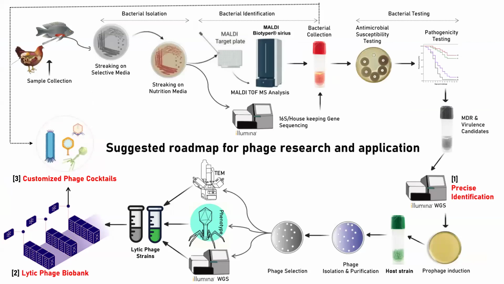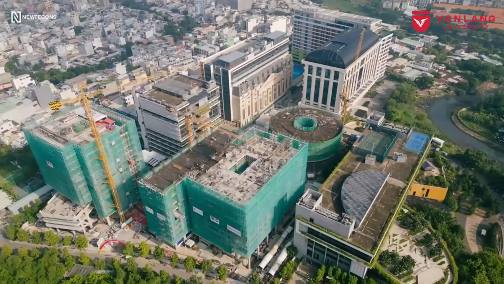So as I mentioned before, this is the suggested roadmap for phage research and application. If you would like to apply phage in veterinary medicine, you have to do many steps. It's not difficult, however, a little bit complicated, just step by step to do the research and apply. So the bacteriophage is a potential solution to tackle antimicrobial resistance in human health and even in animal health. This is the main campus of my university.